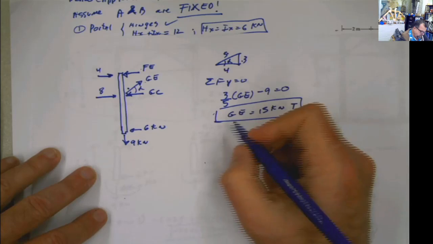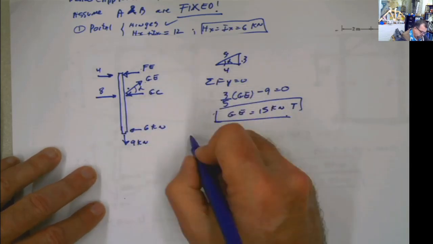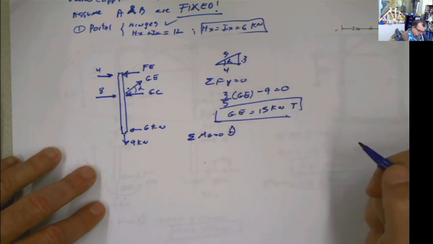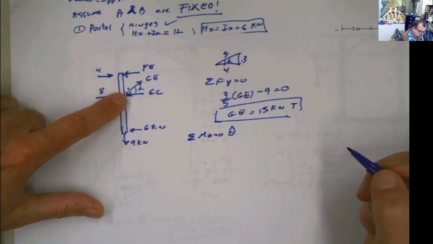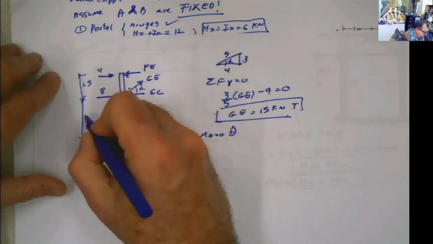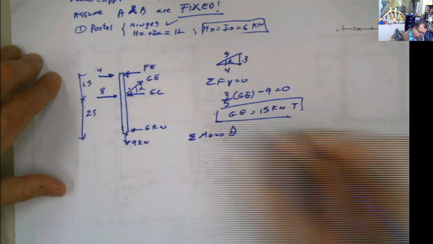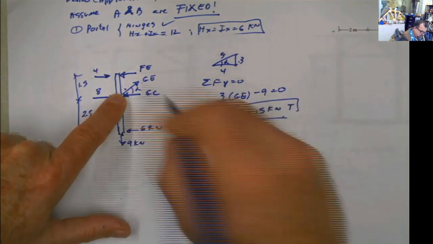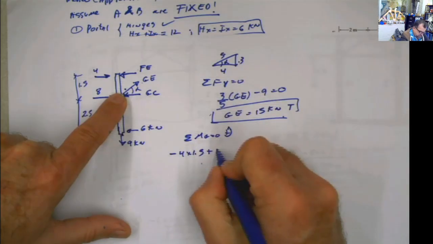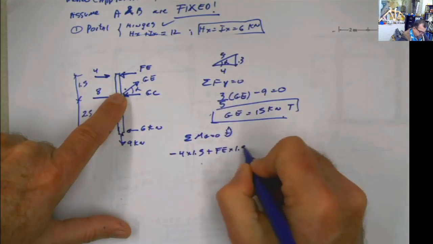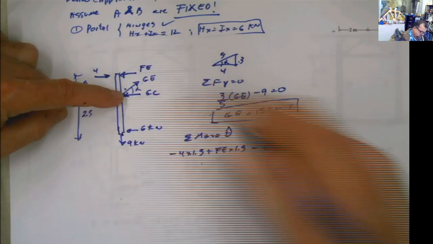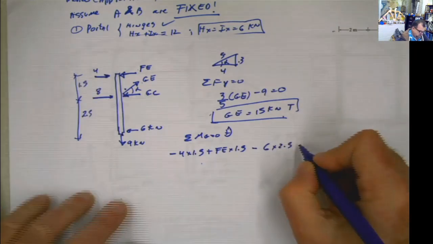Now the next step could be doing summation of moments at G, the same thing that we did before. Summation of moments at G equals 0. Let me just put the distances. This is 1.5. This is 2.5. Remember, we are at the hinge. So if I do moment there, it's going to be negative 4 times 1.5, plus FE times 1.5, minus 6 times 2.5 equals 0.